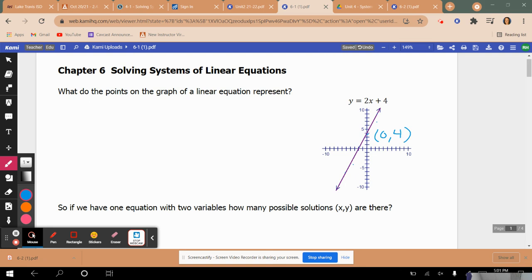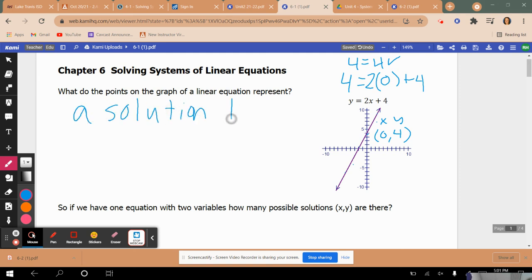That 0, 4, if we were to plug that into our y equals 2x plus 4, this is our x and this is our y. So that would be 4 equals 2 times 0 plus 4. 2 times 0 is 0, so 4 equals 4. So it is a solution to that equation. So all the points on the graph represent a solution to the equation.